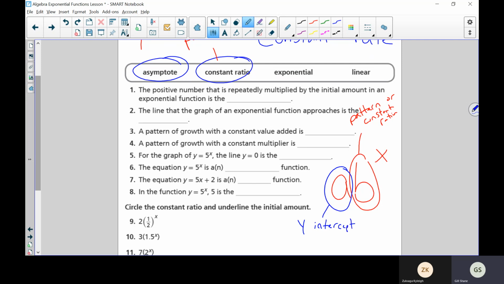Is that baby shark? Y-intercept or initial value. I saw it. It's a baby shark. Or initial value.